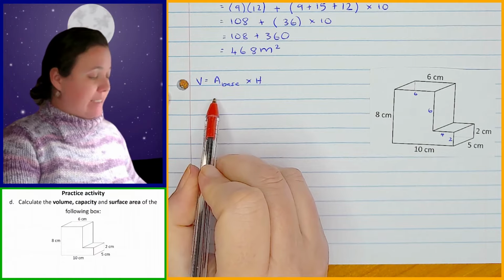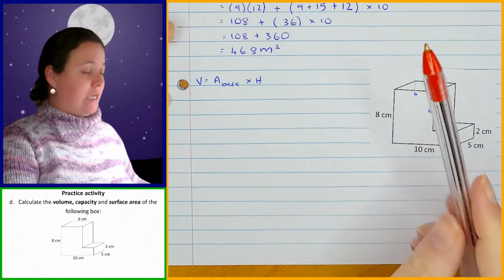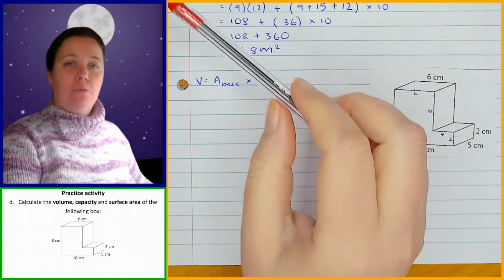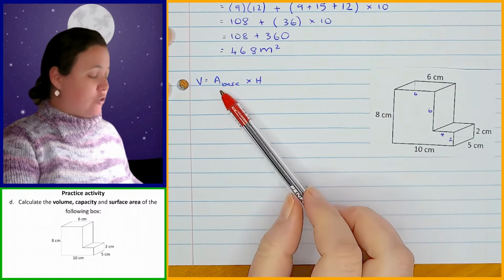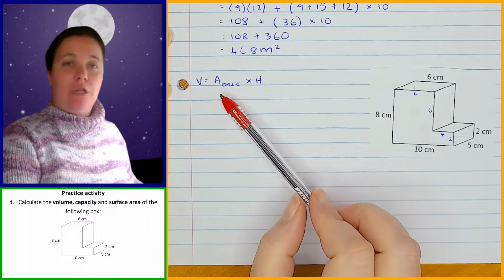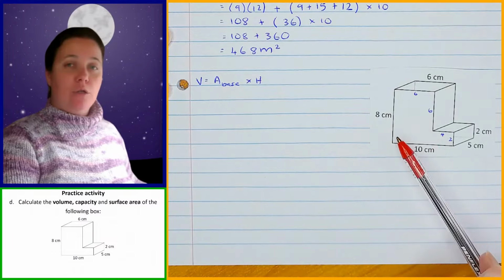So we're not going to be writing like we did for the previous ones. We wrote down the formula for the area of the base. We're not going to do that. We're just going to go straight into working out the area of the base using whatever method you chose to use.